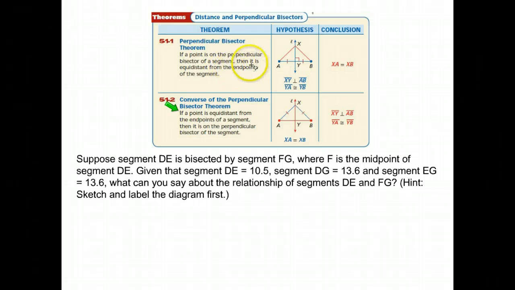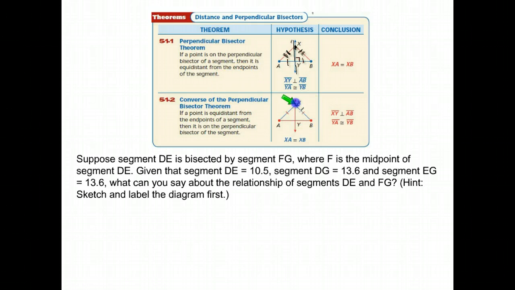Okay, so here we have our perpendicular bisector theorem and its converse. The perpendicular bisector theorem says, suppose you have a point and it's on the perpendicular bisector. How do I know it's the perpendicular bisector? Well, it makes a right angle with AB and it cuts AB into two equal segments. If it's on that, then it is an equal distance from both A and B. So the distance from A to X would be the same as the distance from X to B, is what we find out.